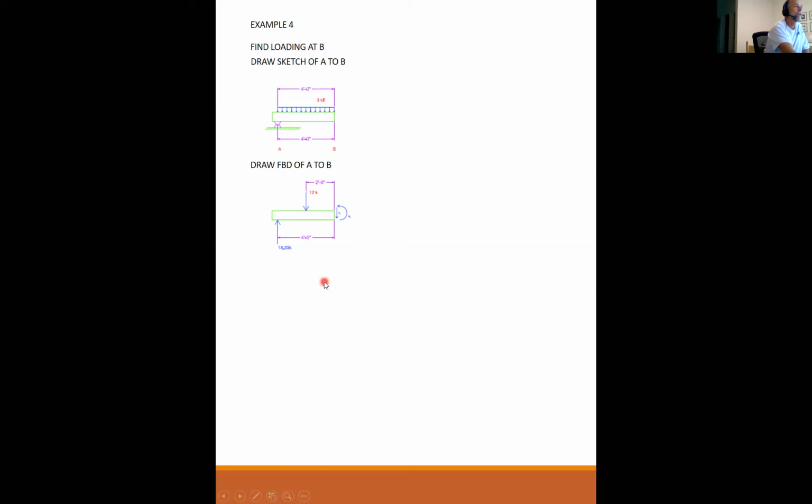So if we all agree that this is my free body diagram, I have a shear, I have a moment, then I can sum my moments about point B. I have 18.33 times 4 feet minus 12 times 2 feet minus, counterclockwise, so minus my moment at B. My moment at B is 49.32 kip feet, positive. Sum the forces in the Y. I have minus VB plus 18.33 minus 12 equal to 0. So VB is 6.33 kips, also positive. Okay, any questions on internal loadings at B?